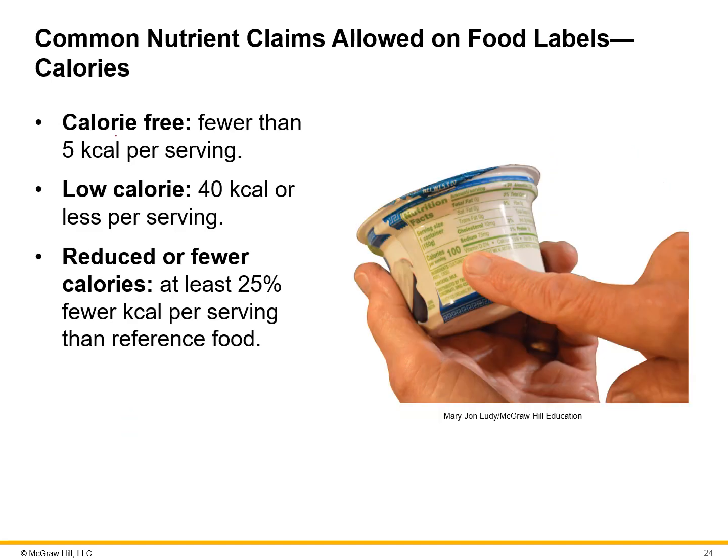Again, calorie-free doesn't necessarily mean there are no calories. It means that there is 5 kilocalories or less per serving. Low calorie is 40 kilocalories or less per serving. And then reduced or fewer calories, similar to what we had just seen, is at least 25% fewer. Again, it's in reference or comparison. So reduced sugar or reduced calorie means 25% less than another food source.